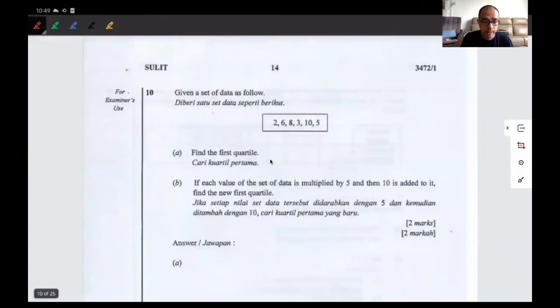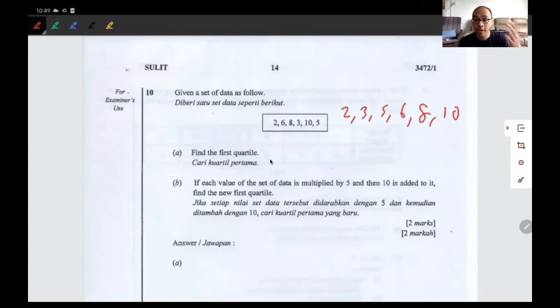All right, number 10, given a set of data as follows, find the first quartile. Now, in order for you to find the first quartile, you always have to rearrange everything again. So when we rearrange, you get 2, 3, 5, 6, 8, 10.